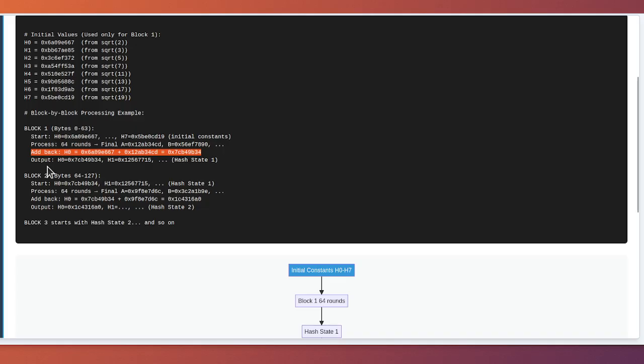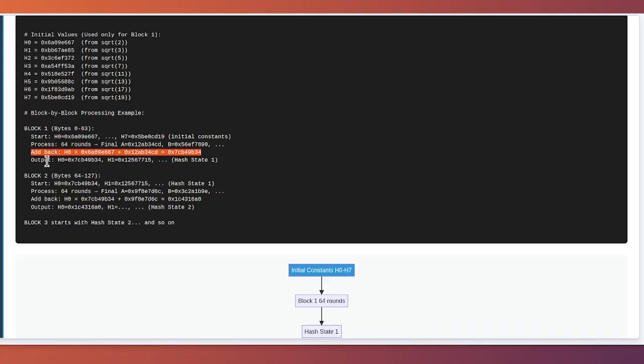After round 63, we have final working variable values. Let's say A is now beginning with 12, ending with CD. B is beginning with 56, ending with 90, and so on through H. Now comes the crucial step that many people miss. We don't just use these final working values as our output. Instead, we add these final working values back to the values we started with for this block. Remember, we started block 1 with the initial constants.